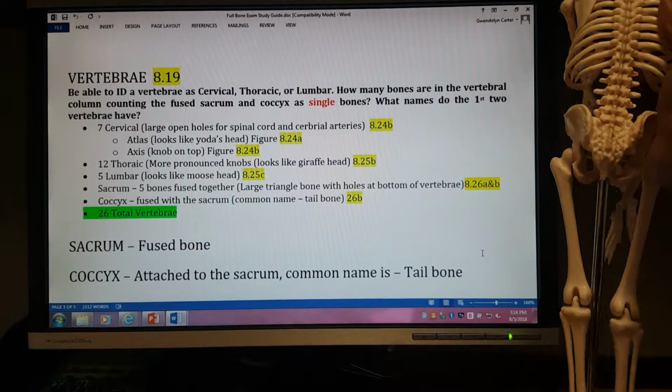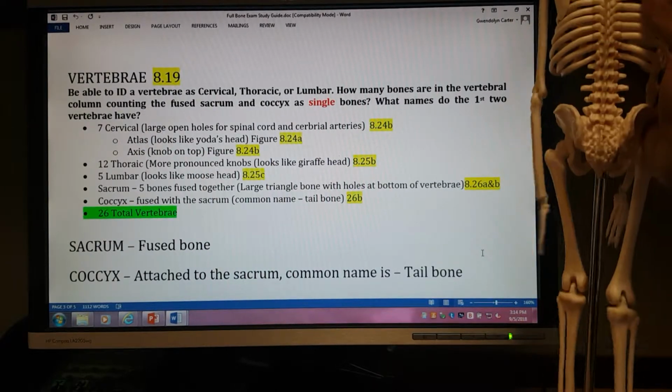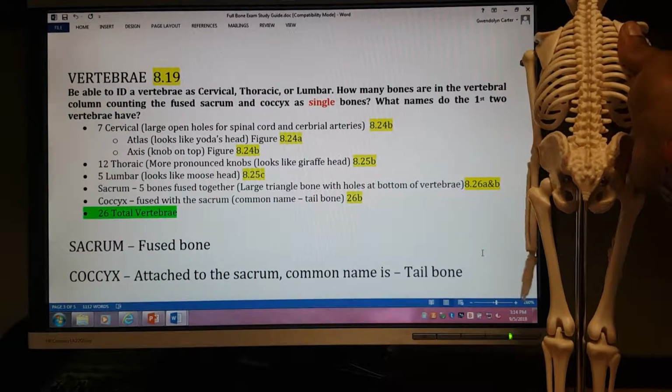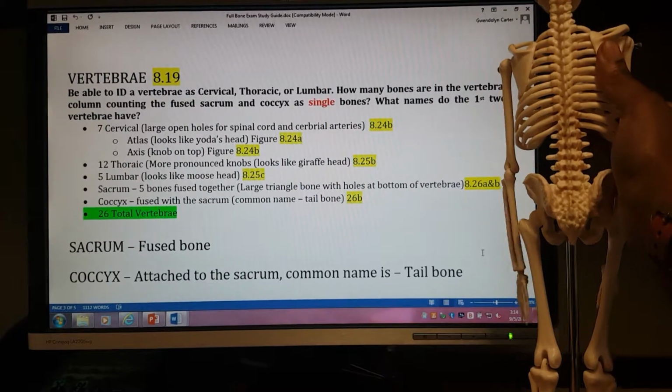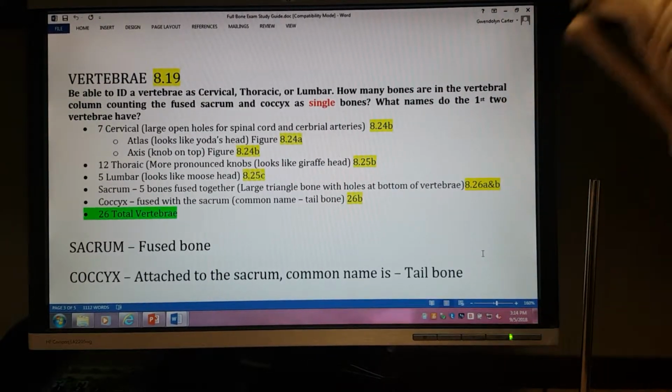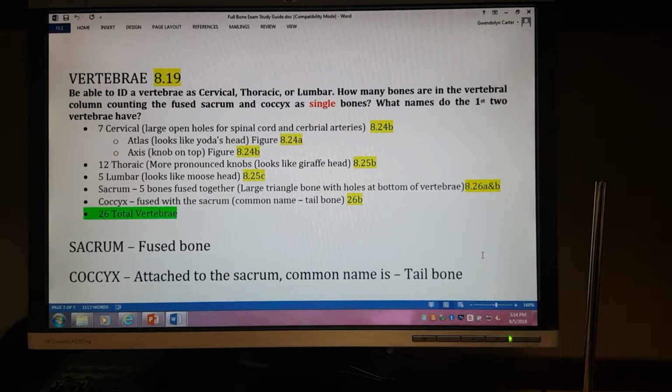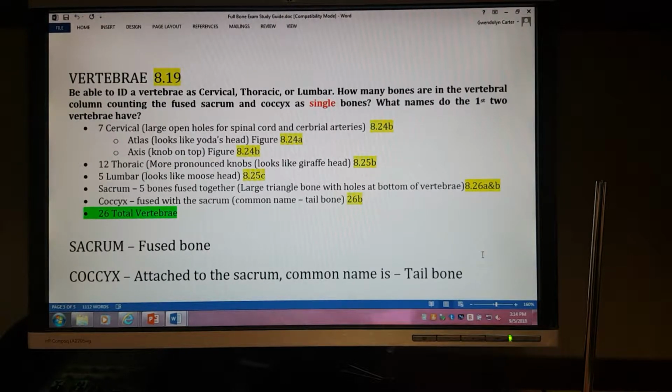For your vertebrae, you're not going to have to know the different numbers of vertebrae. So if I put a cervical vertebra down there, you won't have to tell me that one's C7 but that one is C2. But for the vertebrae, you will have to know them by their shape and size.